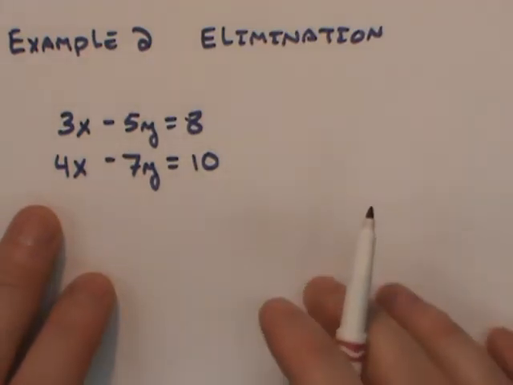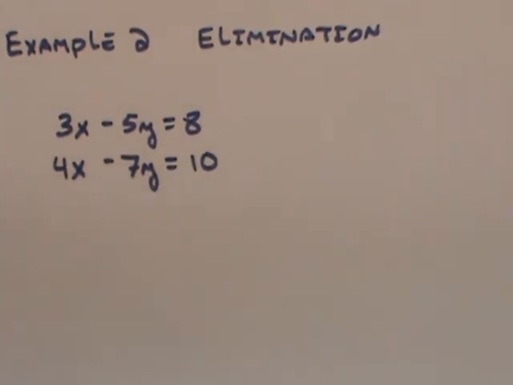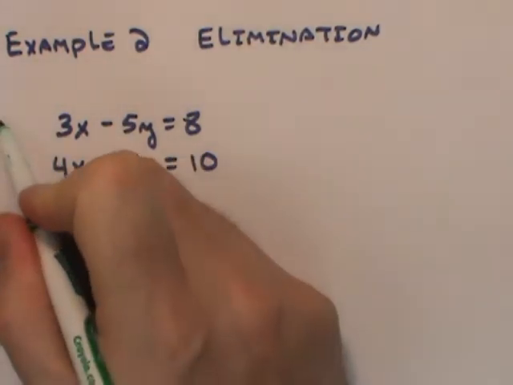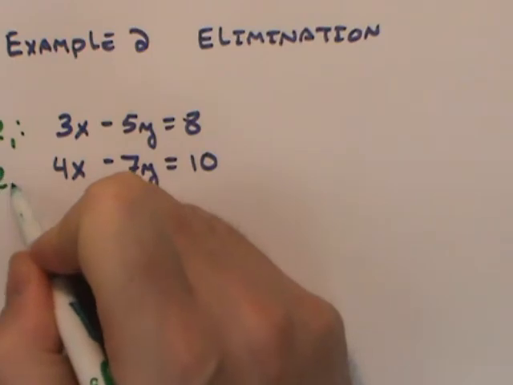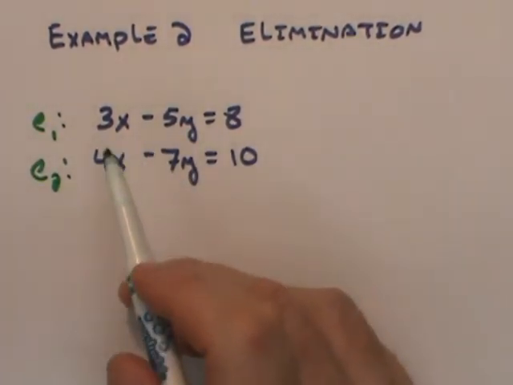So as we use this elimination method, we have to decide, do we want to get rid of our x's or our y's? Arbitrary choice. For this problem, I think I'm going to get rid of my x's. And so I'm going to look at equation 1 and equation 2. And what I have to ask myself is, how can I make these equal but opposite?